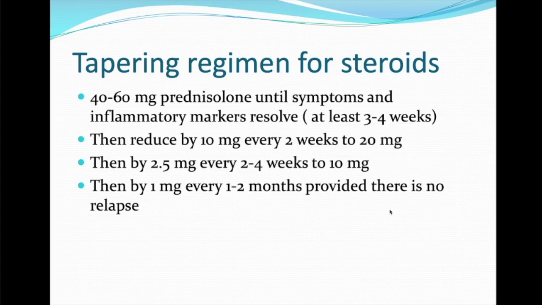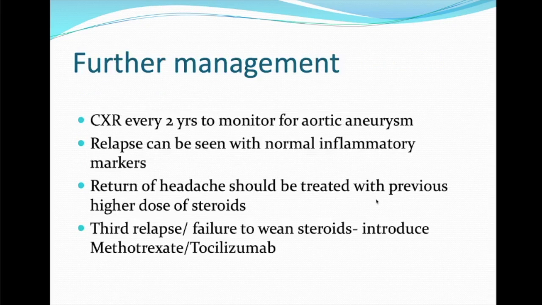So usually the tapering regimen we use is 40 to 60 milligrams of prednisolone until the symptoms have resolved and the inflammatory markers start to normalize. And that usually takes about 3 to 4 weeks. And then we would have a slower tapering of the steroid, as you can see on the slide here. And it can take up to a year or 14 months for the patient to come off steroid completely if they have not had any relapses. But you can imagine if there have been several relapses, then that will be longer.